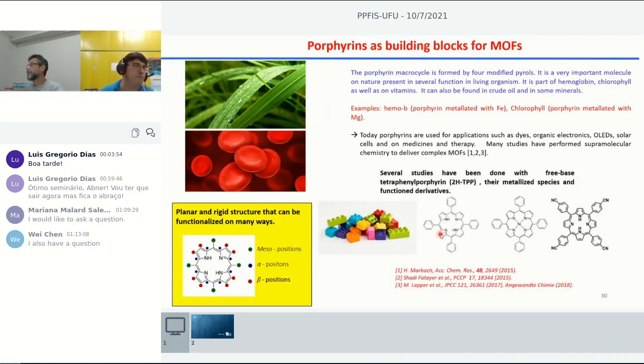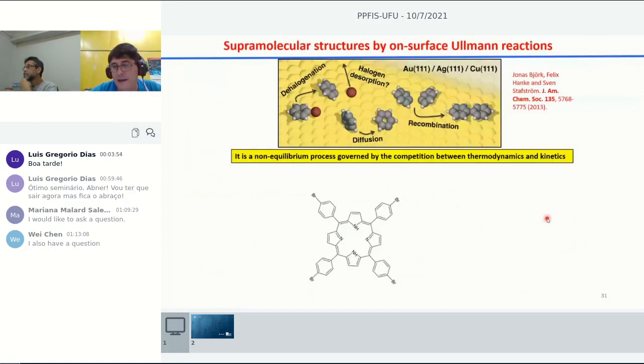And we wanted to mimic nature. We wanted to make sensors for light. We would like to harvest energy from the sun, producing, for example, organic solar cells using this kind of molecules. That means you can choose different kinds of Lego pieces from this kind of molecules, and you can try to play and form functional organic frameworks using these porphyrins.